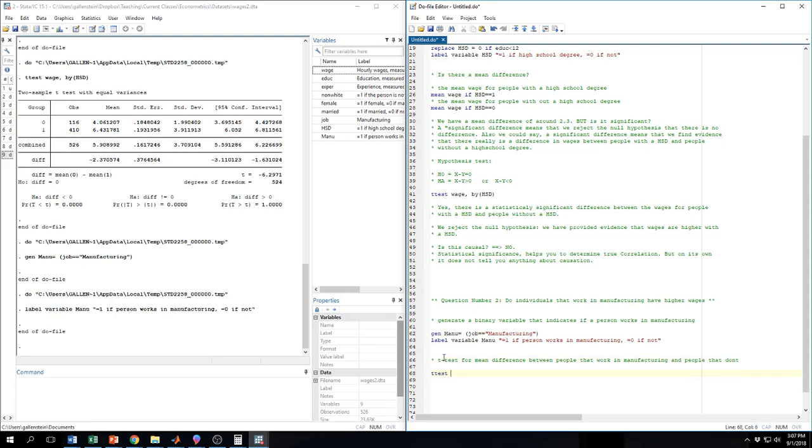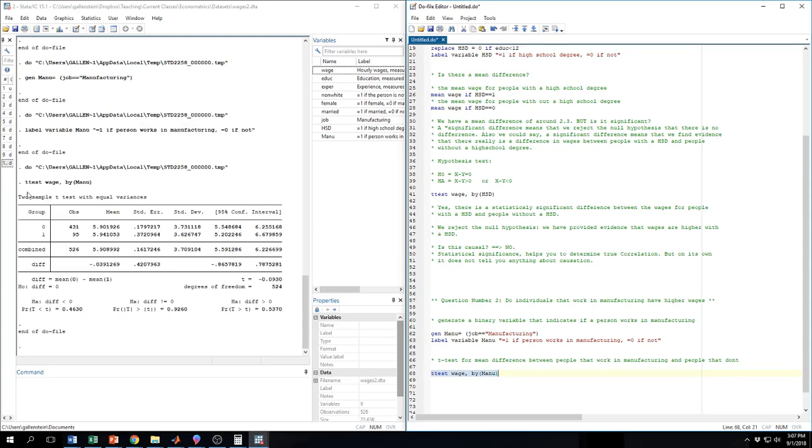T-test wage, comma, by manu. What this is going to do is calculate the mean of wages for people that work in manufacturing, the mean of wages for people that don't work in manufacturing, the difference in the means, the t-statistic, and the p-value. All right, let's do it. There it is. Same result table, just like before.